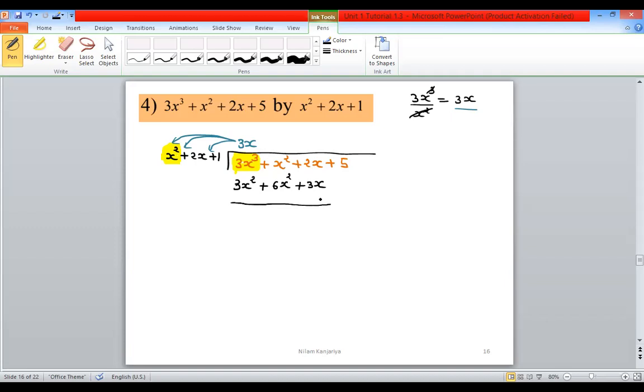Now change the sign. All the terms below become negative. Look here. This is plus 3x cubed, and this is minus 3x cubed. Both cancel. Remaining terms: 6x squared becomes negative, so x squared minus 6x squared is minus 5x squared. Again, 2 positive, 3 negative, this is minus x. And I can put below plus 5.